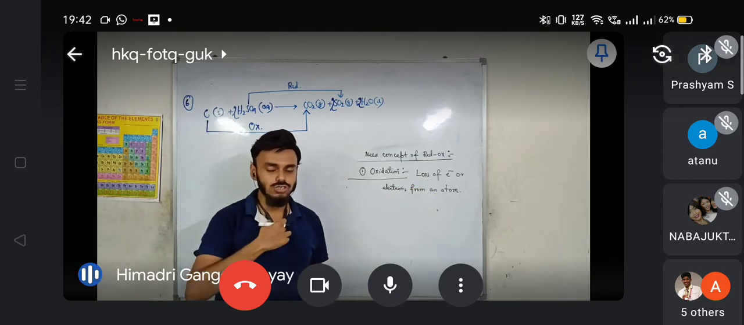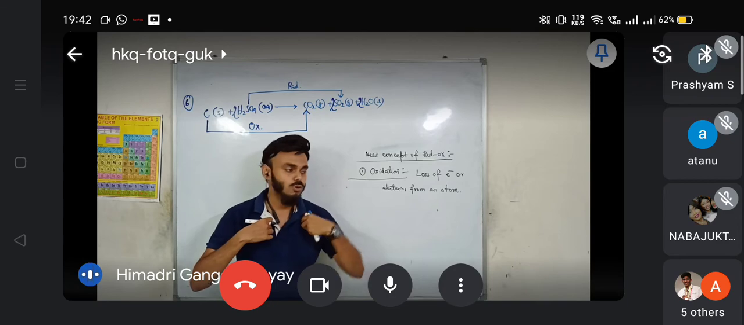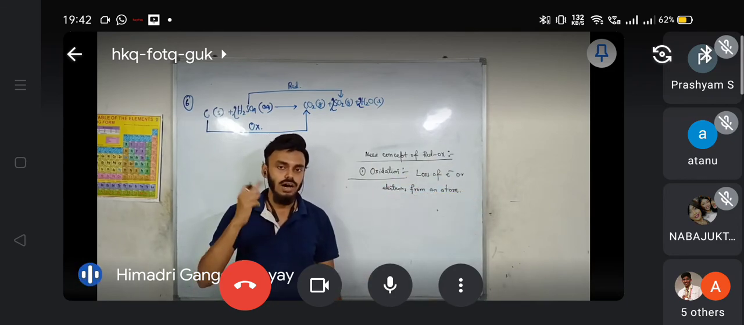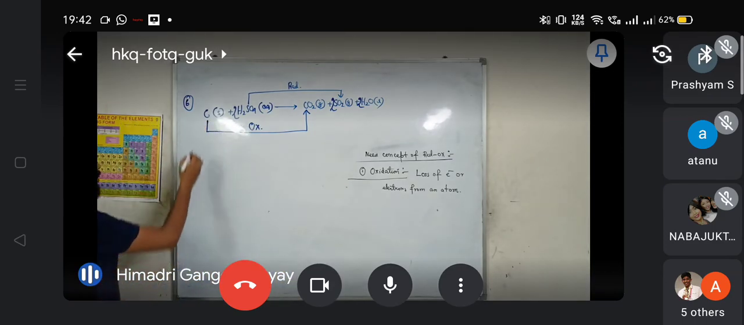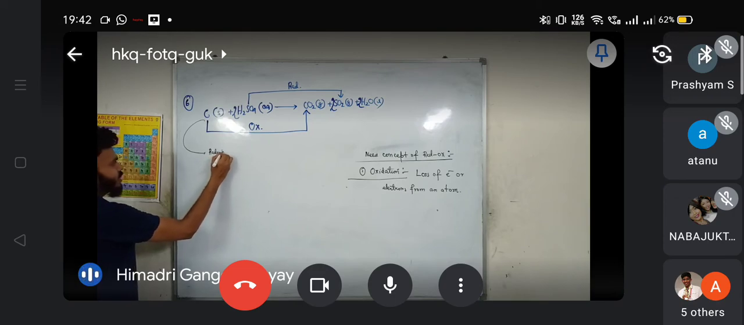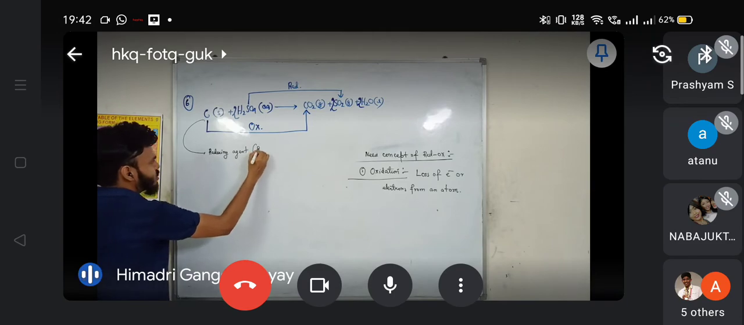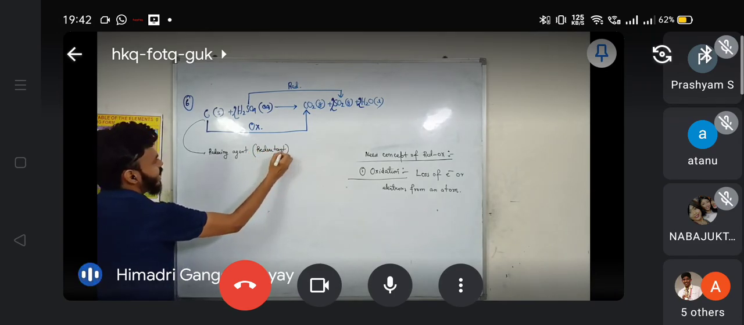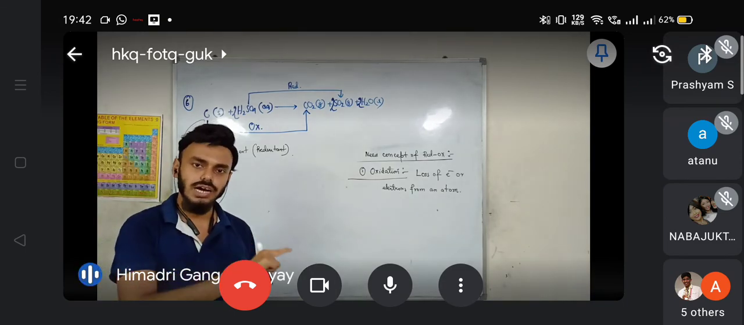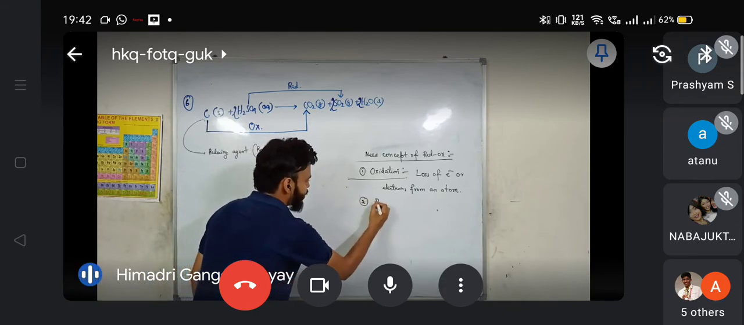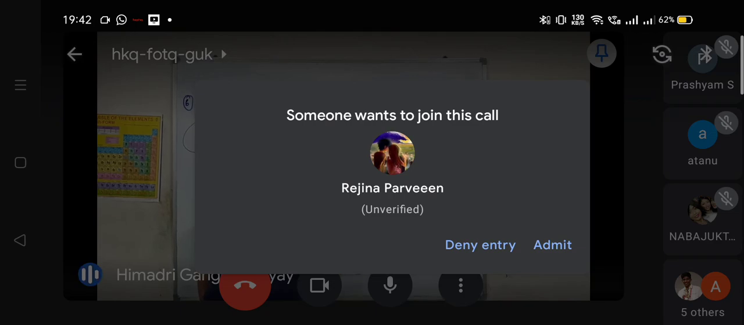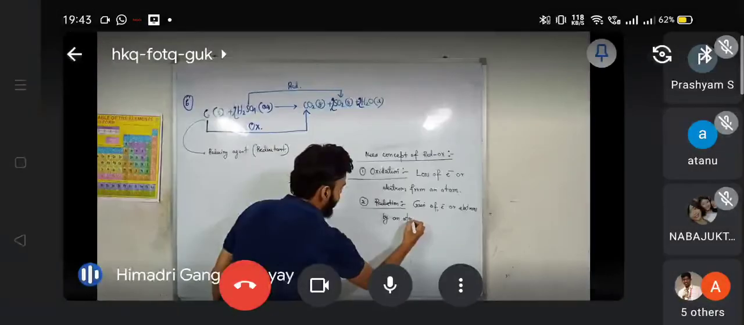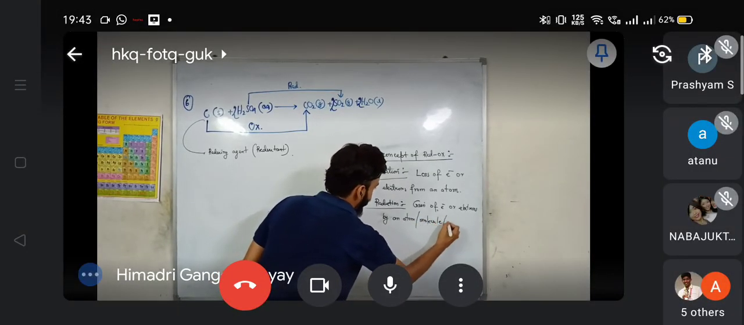When it gives up electrons, that is called oxidation. And the one that is itself oxidized helps to reduce the other, and that will be a reducing agent. So here oxidation is happening to carbon, so carbon will be the reducing agent, and you can use the word reducent or reductant. Okay. The next one will be reduction. Reduction means gain of electron or electrons, it will be by an atom or by a molecule or by an ion.